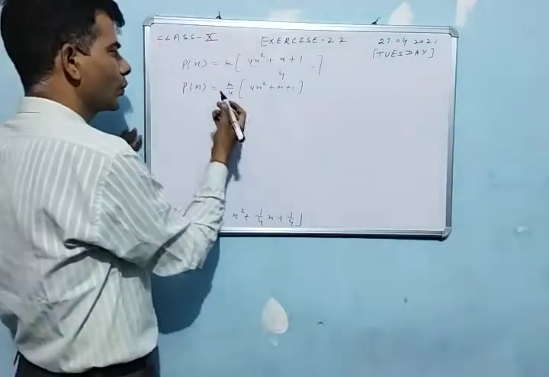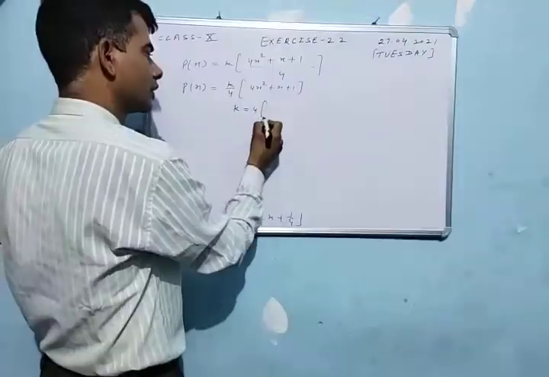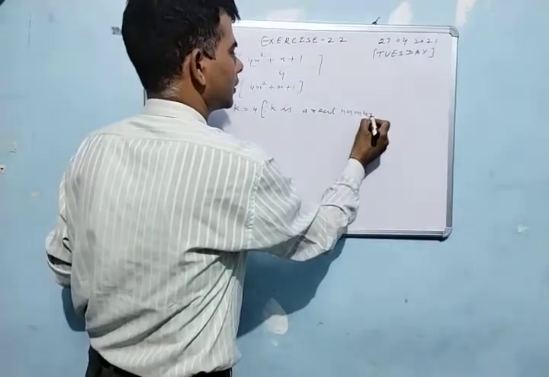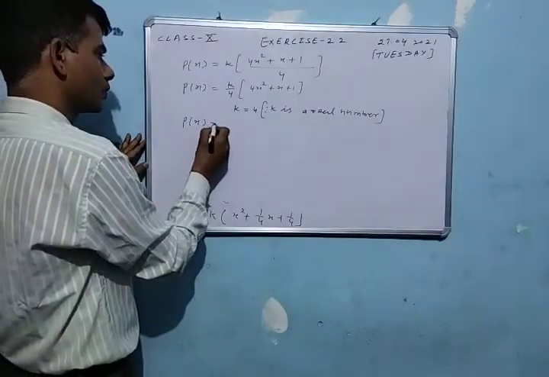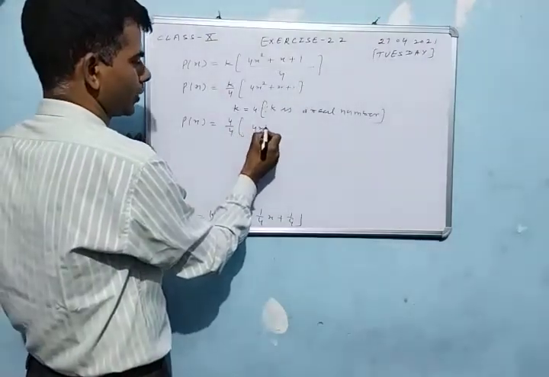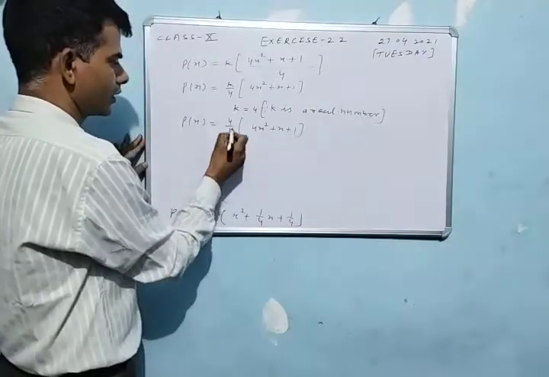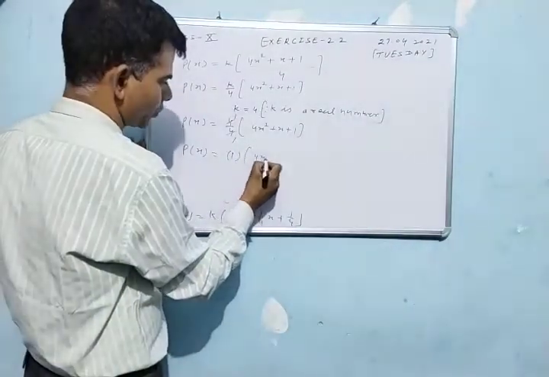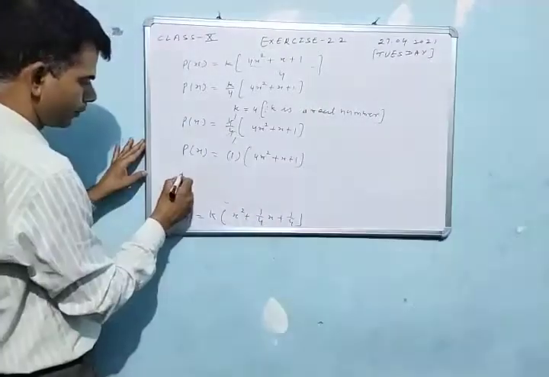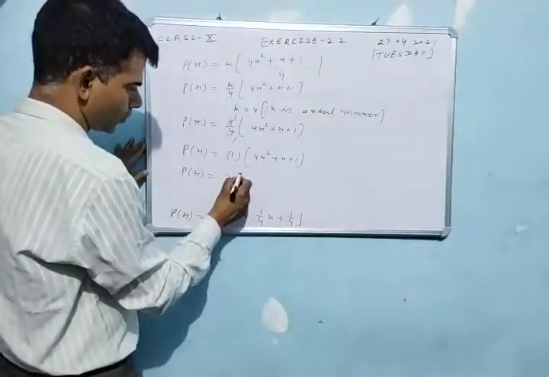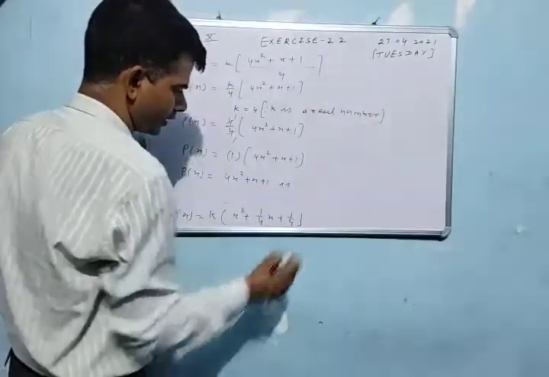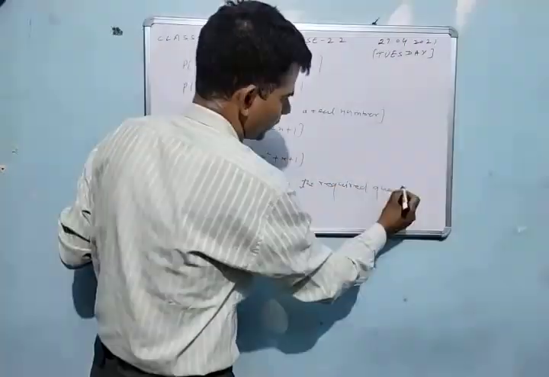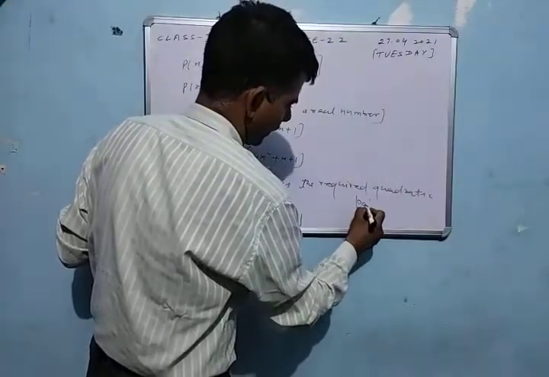Now student, what is the value of k? The value of k is equal to 4, because k is a real number. Now p of x is equal to 4 by 4 times 4x square plus x plus 1. Now 4 ones are 4, 4 ones are 1. That is p of x is equal to 1 times the bracket 4x square plus x plus 1. Now student, p of x is equal to 4x square plus x plus 1 is the required quadratic polynomial.